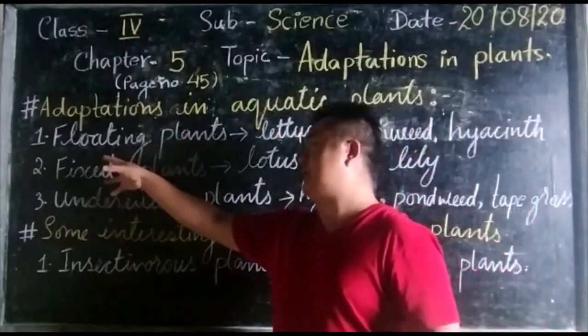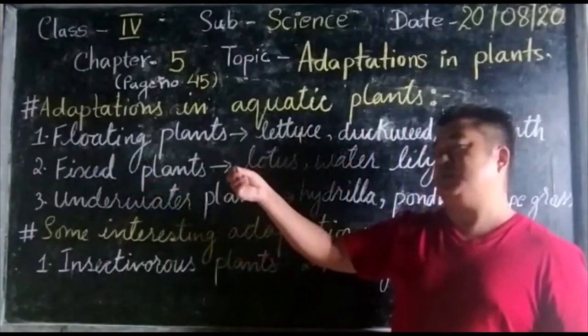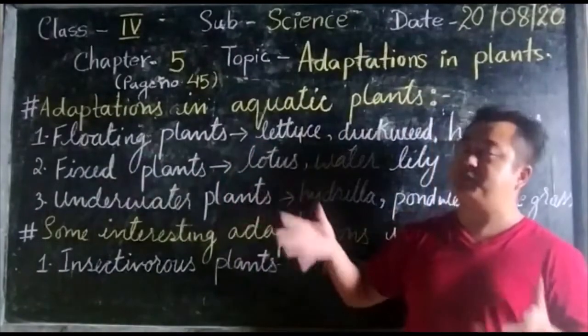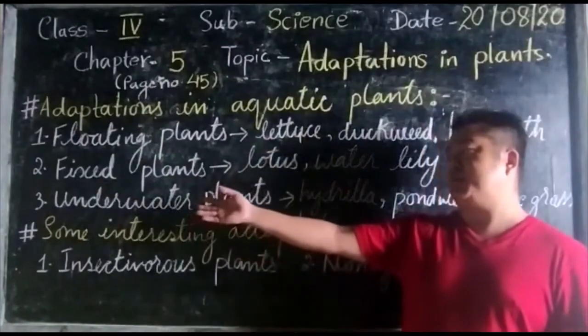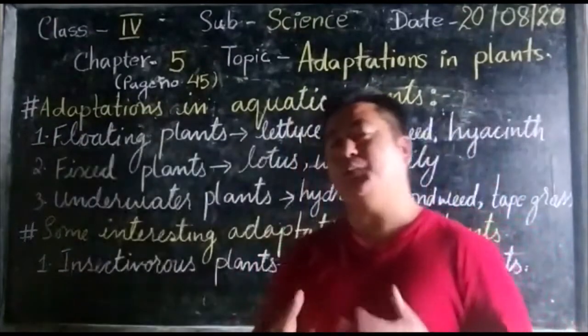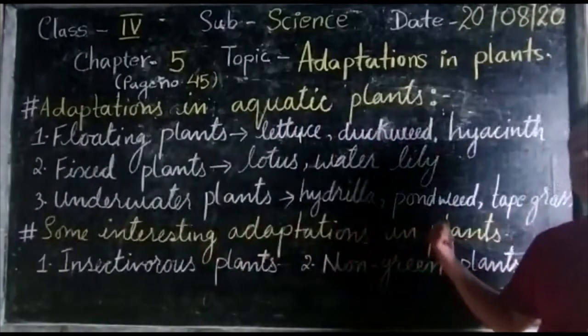In the water itself, some of the plants are fixed plants, which are fixed aquatic plants, and they have a different way of adaptation as compared to those underneath the water. They have their own way of adaptation. Along with that, there are some interesting adaptations in plants.